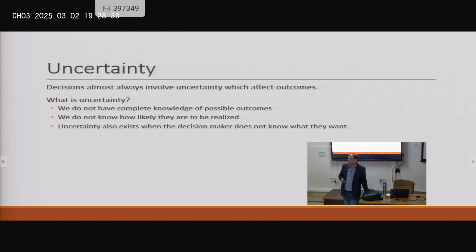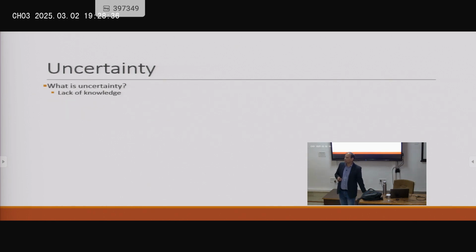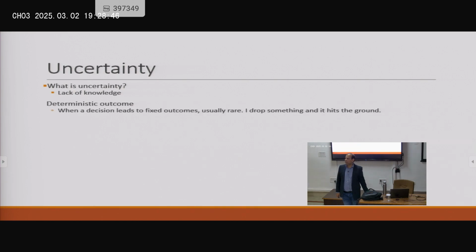Right. So there's a few ways we can think about uncertainty. But the accepted definition is uncertainty is lack of knowledge. If we knew everything, past, present, future, we wouldn't have uncertainty, but we don't. And a term that we use sometimes is deterministic outcome, which is when decisions lead to fixed outcomes. Very rare. Like, I drop something and it hits the ground. You could say that's certain, even though you could probably think of a very small probability that it won't happen, but let's say it's deterministic.